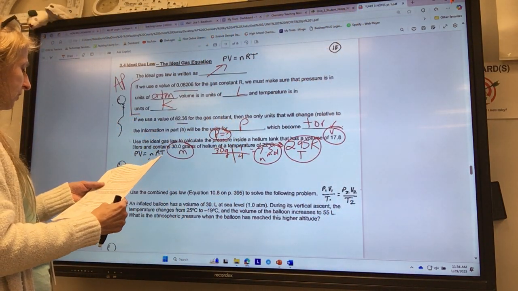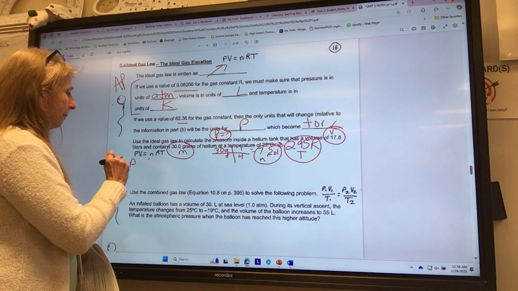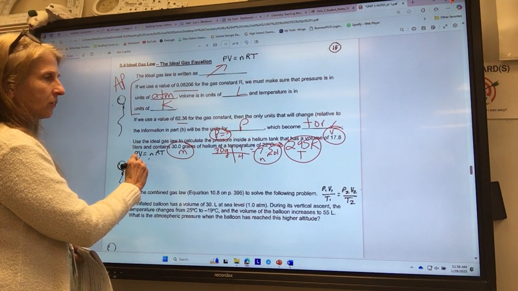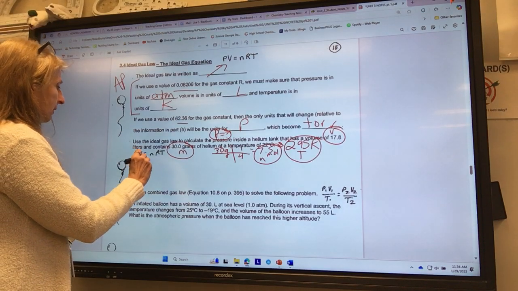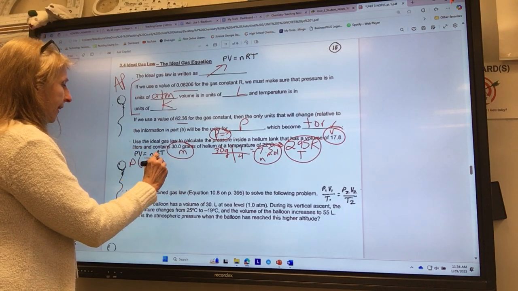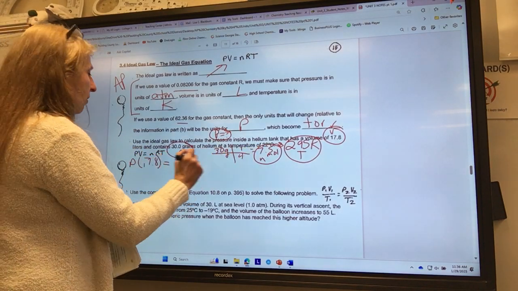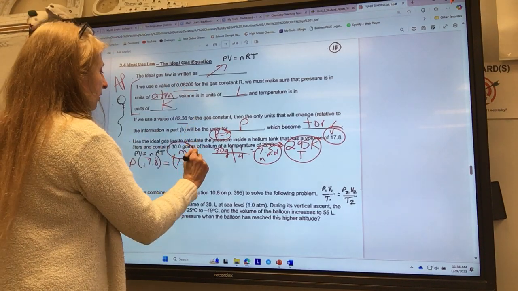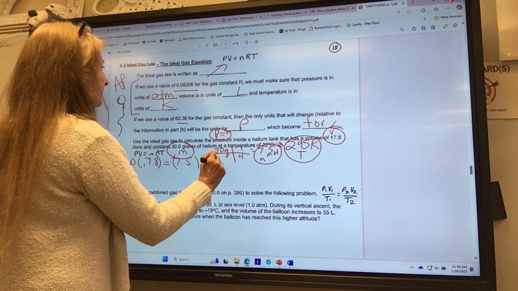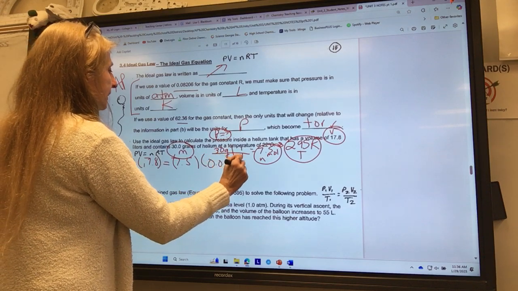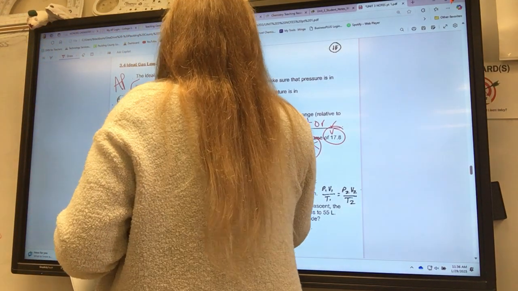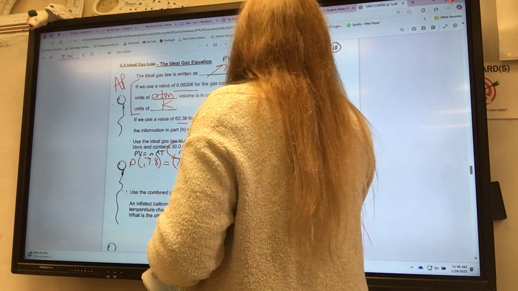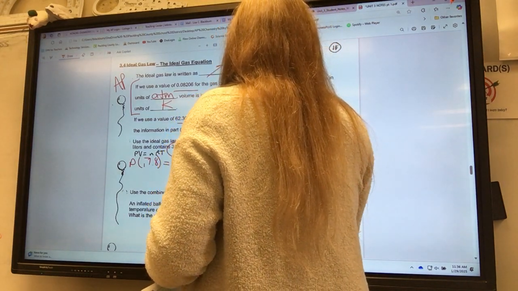Okay, so I'm going to do my substituting. I put P for my unknown. My volume is 17.8, equals my number of moles, which is 7.5. My R is up here, 0.08206, and my temperature is 295. Now I'm ready to do my math.